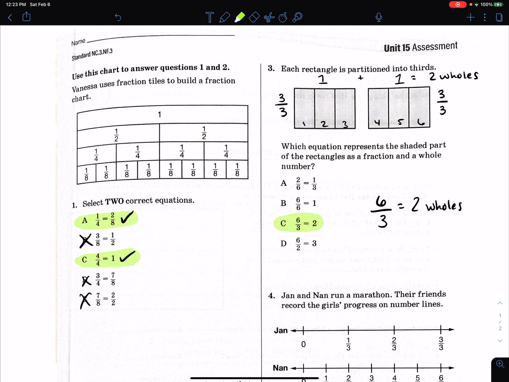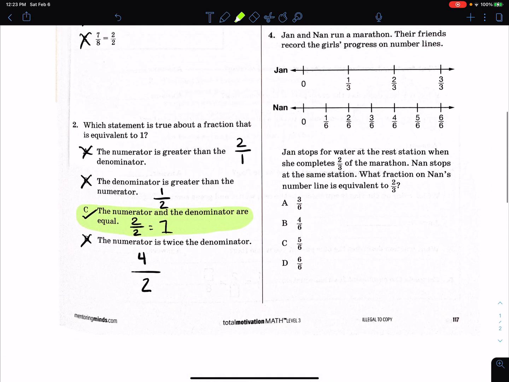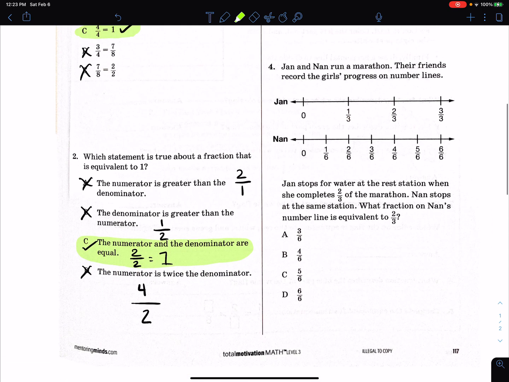Letter C. All right. So your assignment today, you're going to finish up this page 117. You need to do number 4. And then you need to turn over and do page 118. And when you're done, send a picture to your teacher. Have a great rest of your day.